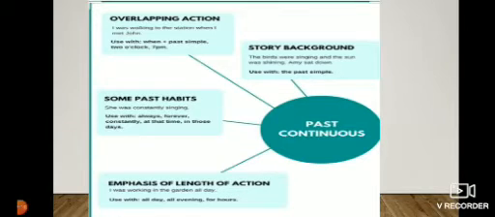And when there is a story background, like when I was sitting, the bird was singing, the sun was rising. So those were the background actions. Like when I met John, the trains were moving on the tracks, the people were walking on the platform. These are the background actions which were happening when the actual action took place.